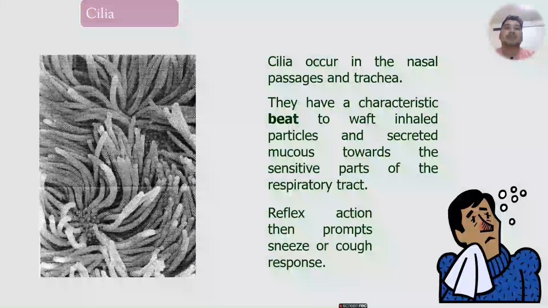Now the cilia. Cilia occur in the nasal passages and the trachea. They have a characteristic beat to waft inhaled particles and secreted mucus towards the sensitive parts of the respiratory tract. Reflex action then prompts a sneeze or cough response. So cilia protect our body and do not allow dust particles or chemical particles to enter our body.